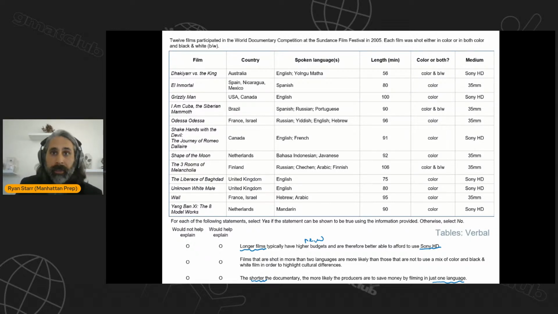Reading carefully, looking in the right places is the skill they're testing in table questions, especially the more verbal focused table questions, but to some degree, even the math ones. It's just in the math ones, you then, after finding the relevant information, have to do the math on it. So hooray, so much to do.